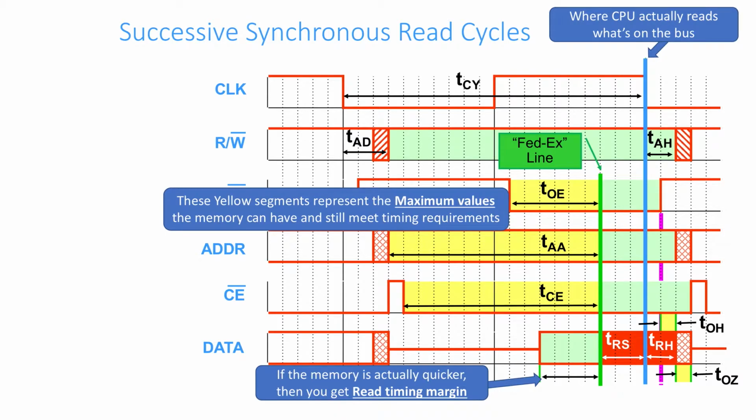And so that brings us to a discussion of what the read timing margin is. The read timing margin is just the delta between when the data becomes available from the SRAM and when the FedEx line is.